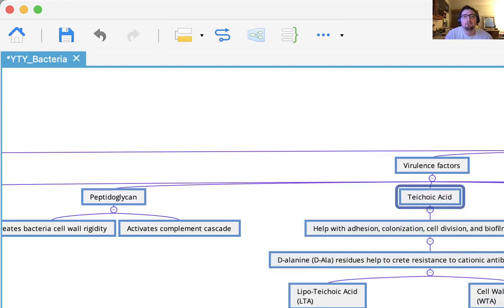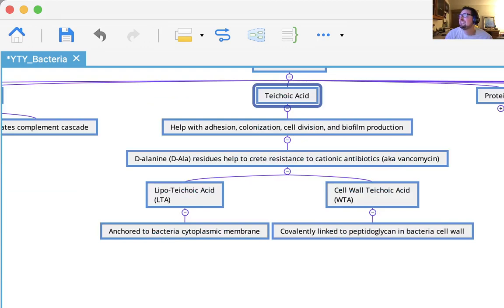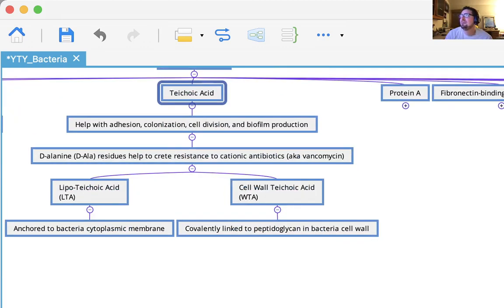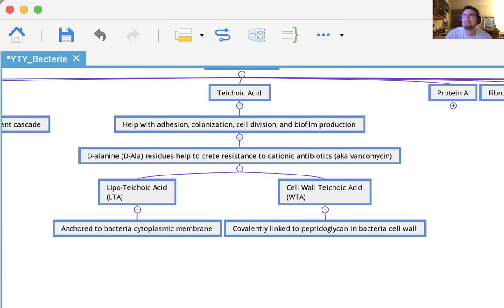Then you have teichoic acid. I can't pronounce that word, I'm sorry. We can't be perfect. But the important thing here is that this helps with adhesion, colonization, cell division, and biofilm production. D-alanine or D-ala residues are what help to create resistance to cationic antibiotics, think vancomycin in this case, and this is in this acid. There are 2 types, LTA and WTA. I wouldn't worry so much about the types.